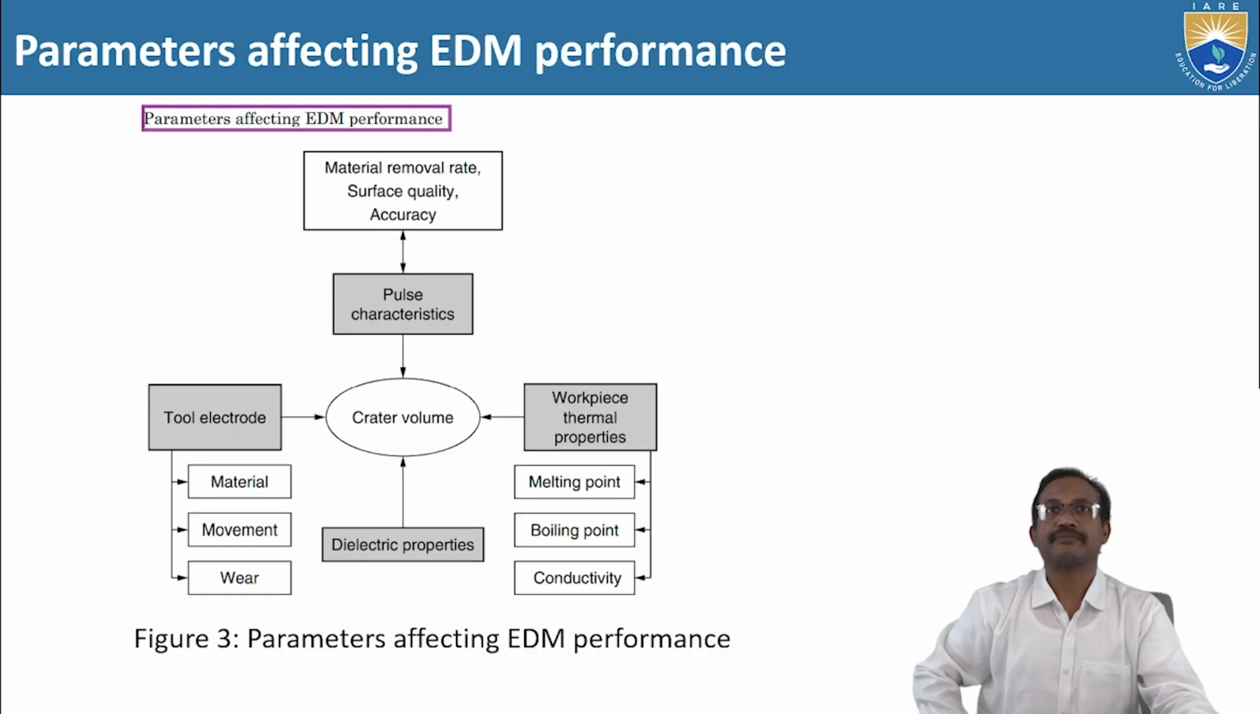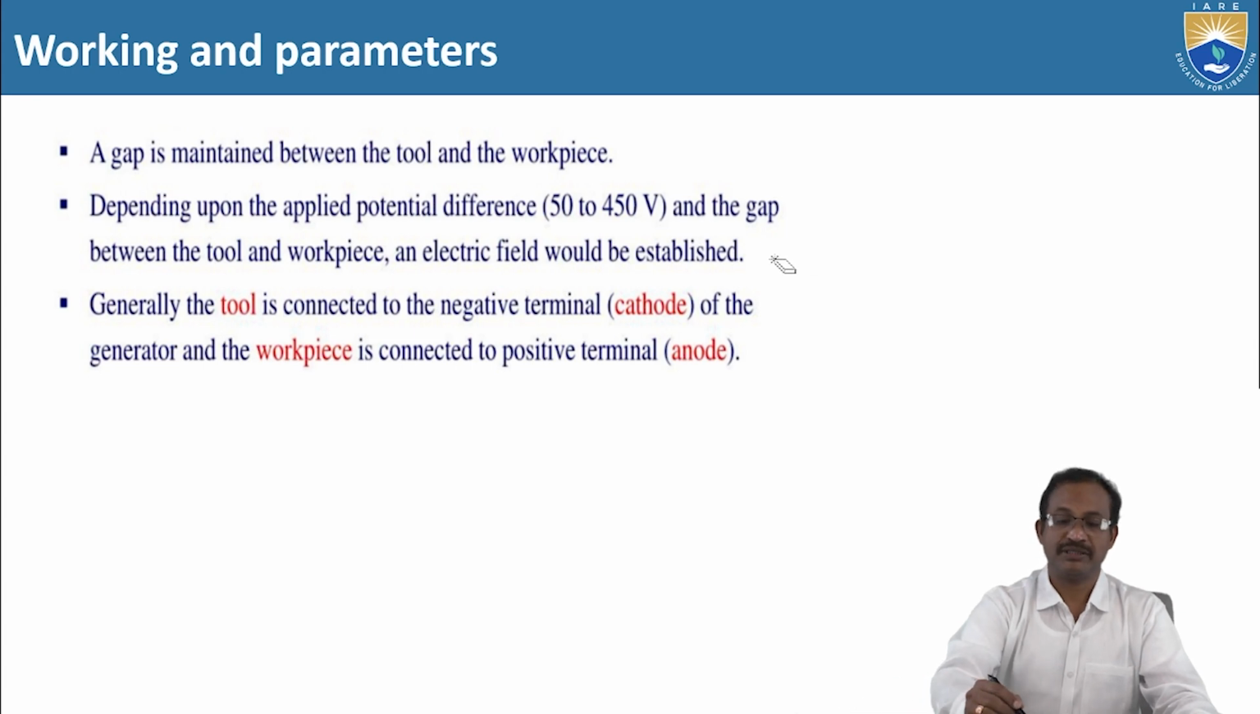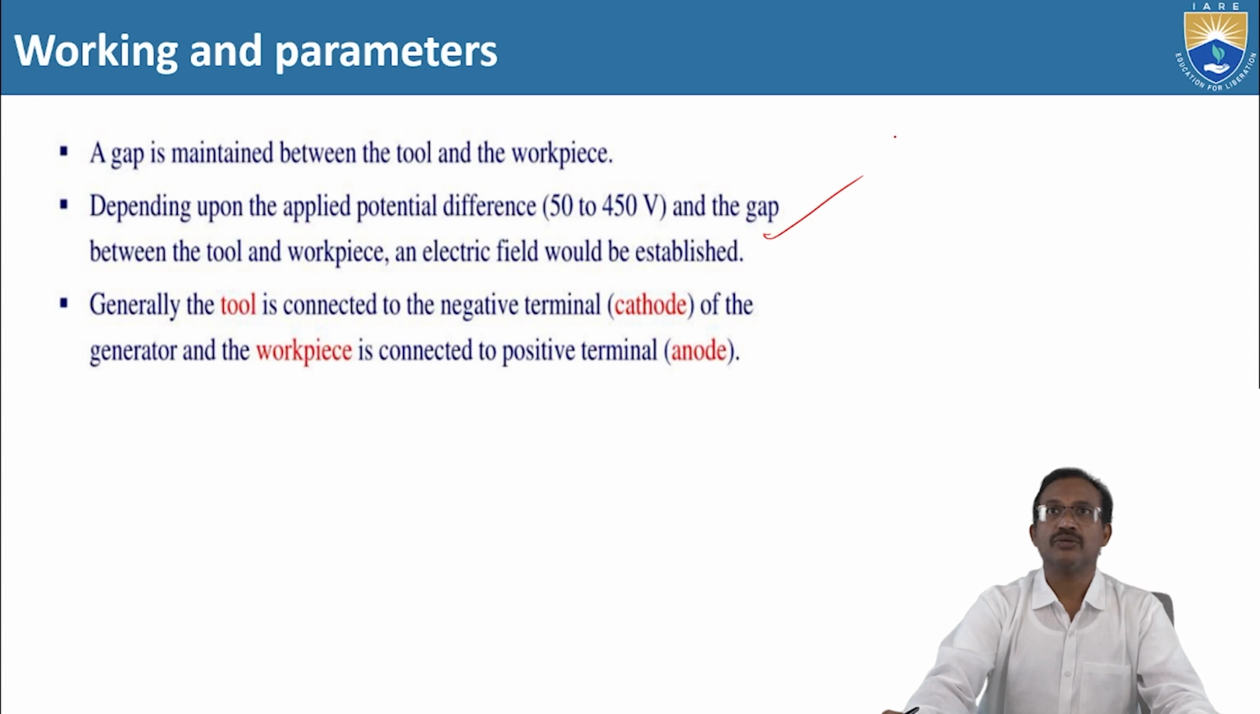Depending upon the applied potential difference, that is 50 to 450 volts, and the gap between the tool and workpiece, an electric field would be established. So without the gap, there would not be an electric field established.